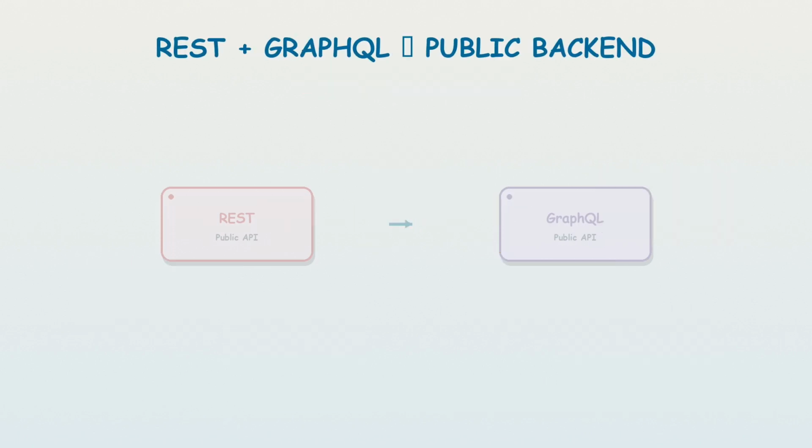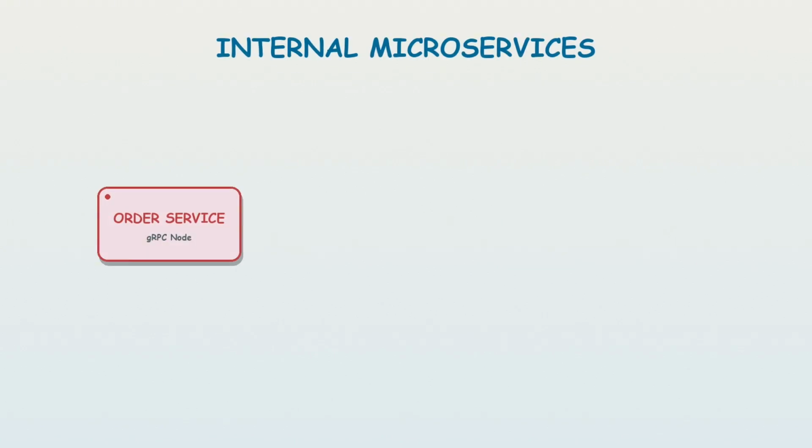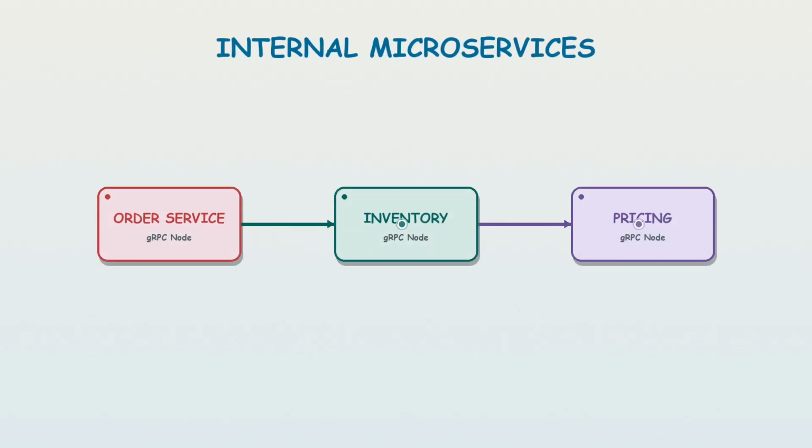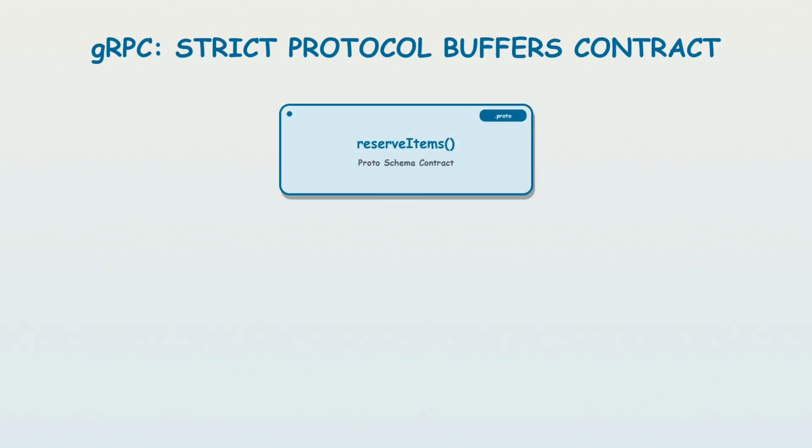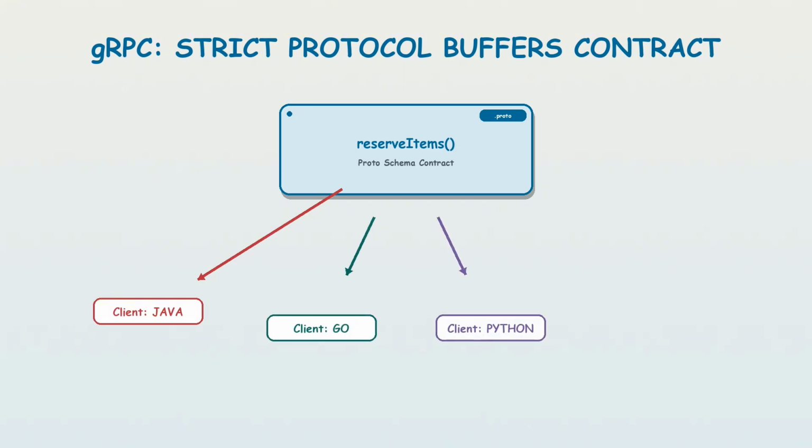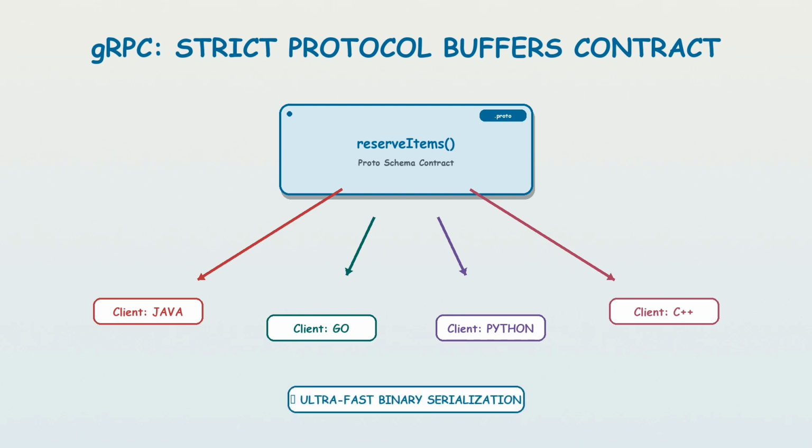REST and GraphQL are commonly used between a client and a public-facing backend. Inside the backend, services may need something more compact and strongly typed. This is where gRPC fits. gRPC describes remote operations with protocol buffers. A team might define a method called reserve items that receives an order and returns a reservation result. From that contract, tools generate client and server code in several programming languages.